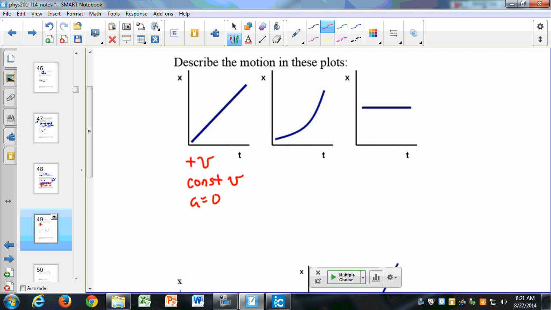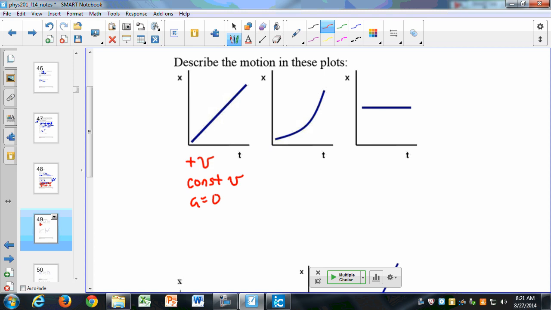What about this next plot? Does it have positive, negative, or 0 velocity? It has positive velocity because the slope of this plot is always positive. What about is the velocity increasing, decreasing, or staying the same? It's increasing. It's speeding up, because you see the slope here is small, but then the slope gets bigger as it goes up. It gets steeper.